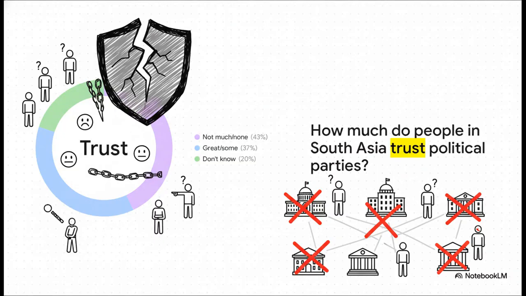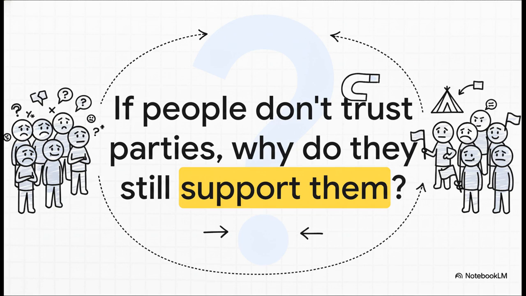And you know what? The data actually supports this feeling. If you look at this chart, it shows that across South Asia, political parties are one of the least trusted institutions. Just look at that number. 43% of people say they have not much or no trust in them at all. That's a huge number, isn't it? So this leads us to a very interesting puzzle. If so many people don't trust parties, then why do we still see so much support for them? It seems like a confusion, right?